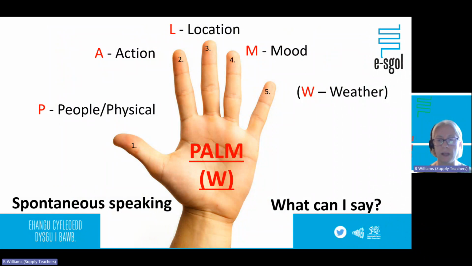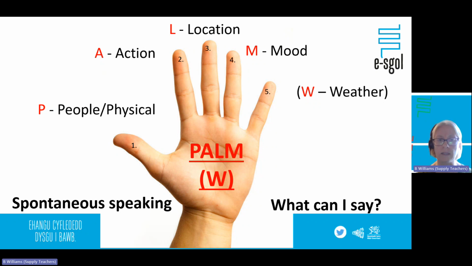Okay, so this is a further explanation now of this method for remembering in which order maybe to speak about the photograph, and remembering to include every piece of information. So for example, P for people or physical, A for action, L for location, M for mood, and then if it's relevant, W for weather. And this is all really practicing your spontaneous speaking, that you can answer a question and think about a sentence to describe a photograph spontaneously. And it's proving really what can you say spontaneously.